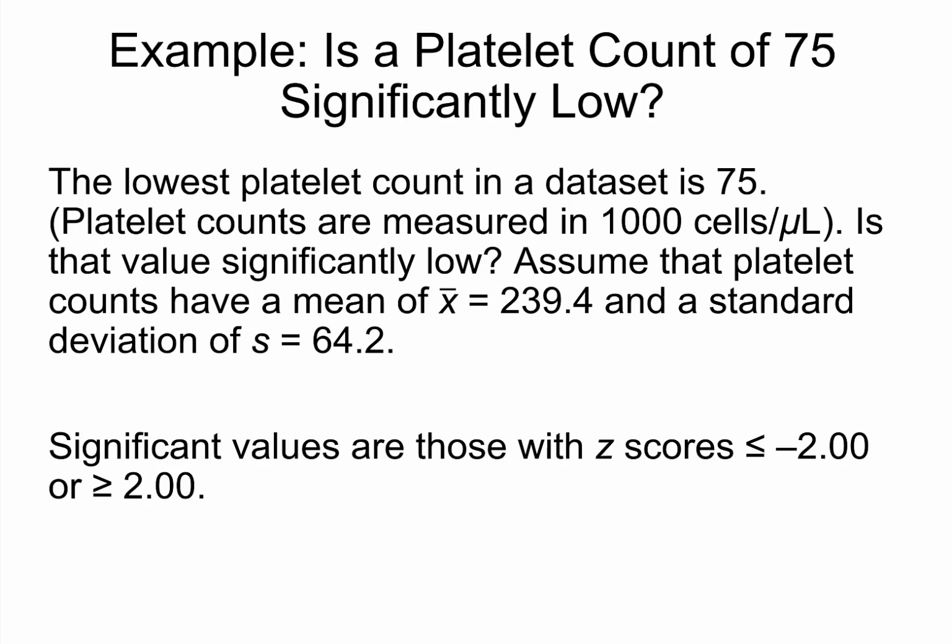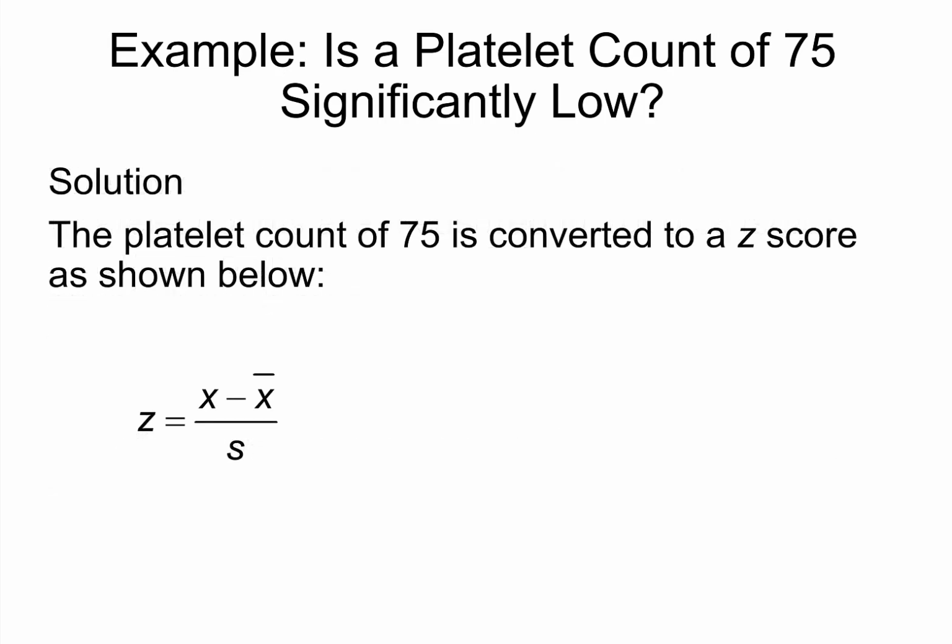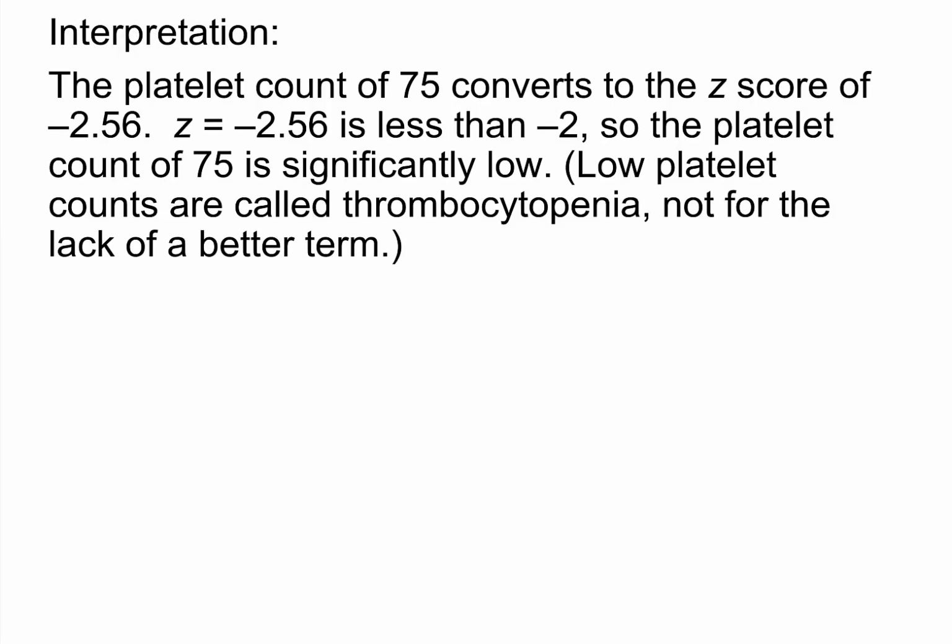Assume that platelet counts have a mean of 239.4 and a standard deviation of 64.2. So again, we're going to convert that platelet count of 75 to a z-score. We subtract the sample mean, divide by the standard deviation, and we get a z-score of -2.56, which is very low. And so this is below the -2 z-score, so therefore we say that this platelet count is significantly low. And low platelet counts are called thrombocytopenia.